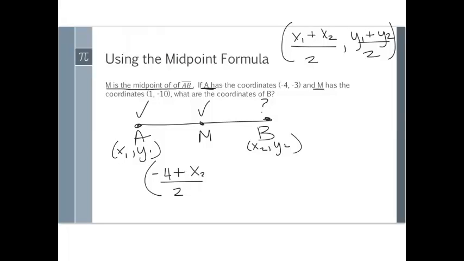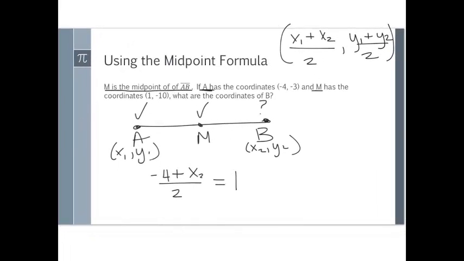We know that that equals 1 because the coordinates of our midpoint are (1, -10). So the x value of our midpoint is 1. So if we find the average x value, we should get 1. And now we're going to solve this. This is a proportion. Think of this like a proportion, 1 over 1, and we can cross multiply.